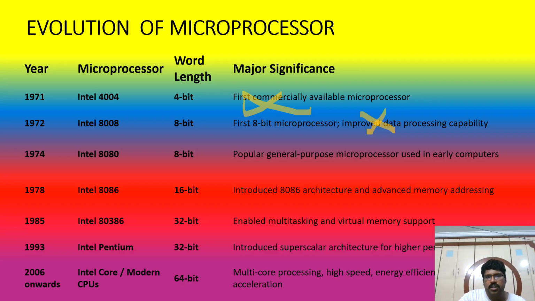After some modifications, in 1974 they introduced one more microprocessor called Intel 8080, which is an 8-bit microprocessor. This is also a general purpose microprocessor used in early computers, but it also doesn't have much usage. There are a very large number of drawbacks. Okay, in between, I haven't mentioned here, there is the 8085 microprocessor. I have made videos on it also.